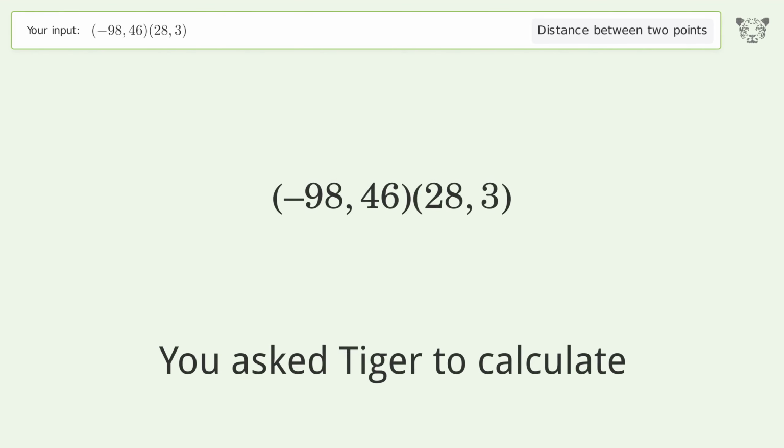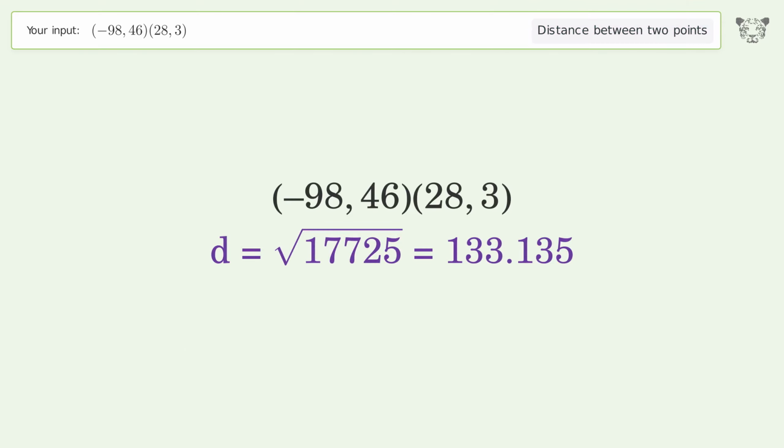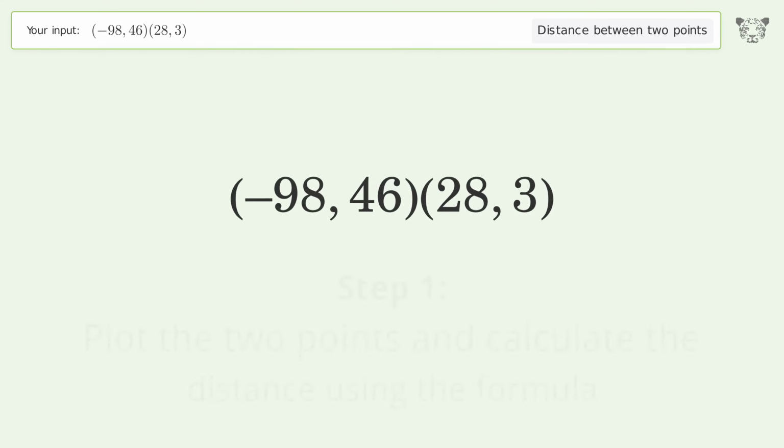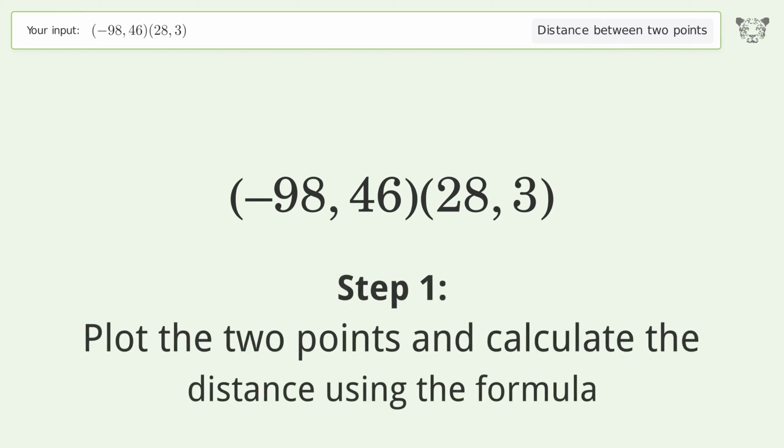You ask Tiger to calculate. This deals with the distance between 2 points. The distance between the 2 points is the square root of 17,725 or 133.135. Let's solve it step by step. Plot the 2 points and calculate the distance using the formula.